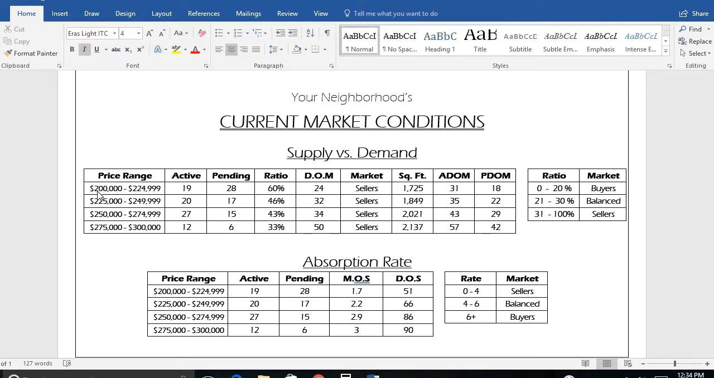For most of the properties that we'll be doing, it's going to be about $25,000 increments. Again, up to 350, and then at 350 you're going to start going 50,000 increments. Okay. All right.